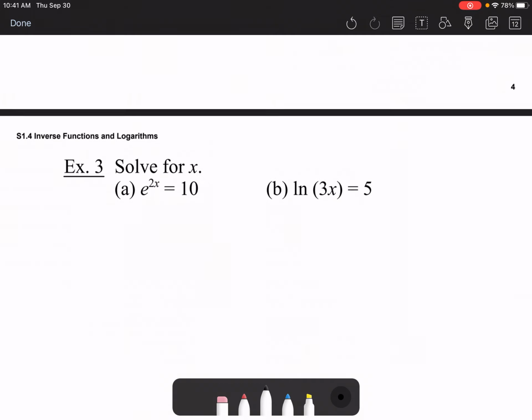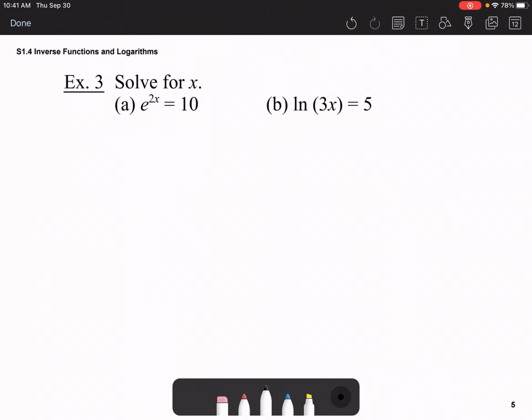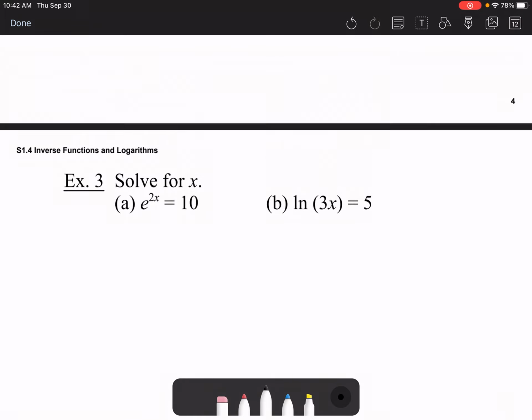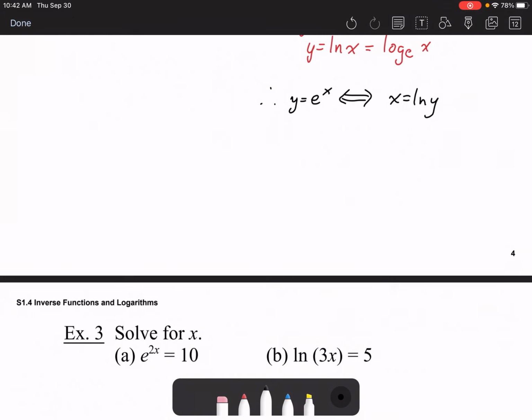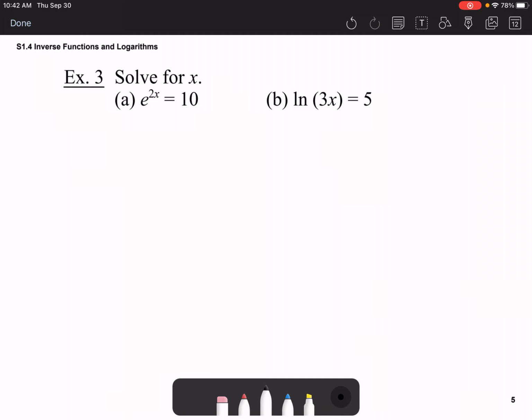So what we can do is we can now solve things with lns and e's in them. Please realize that on any scientific calculator, you should be able to find an e and a ln. In order to access the e, usually it's a second function of the natural logarithm. Okay, so let's solve these using exact values.